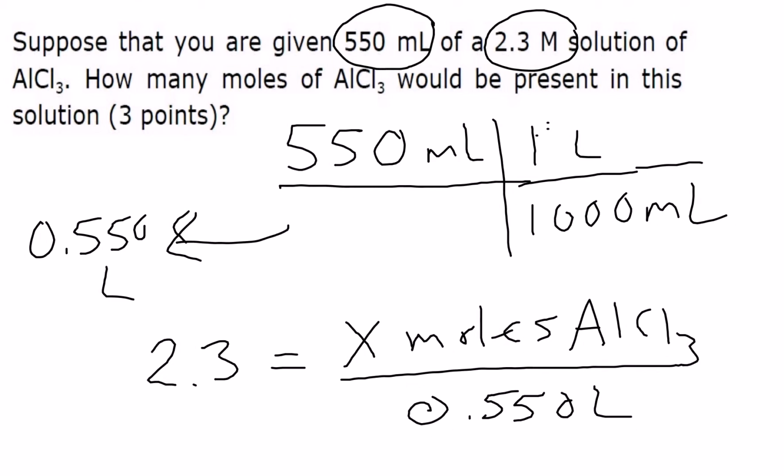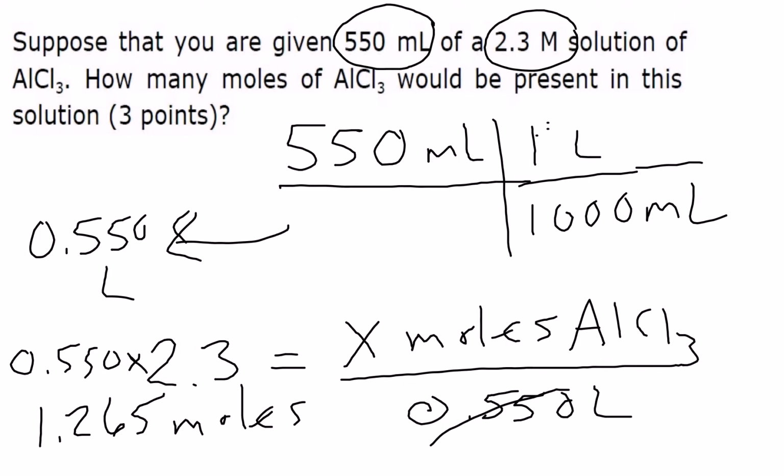Now, the next thing you need to do is algebraically solve for x. We're going to do that by multiplying both sides by the 0.550 so that this bottom will cancel out. And then when I multiply these two, it should come out giving me my moles of x. So if I put this into a calculator and type in 0.550 times 2.3, what I'm going to end up with is 1.265 moles.